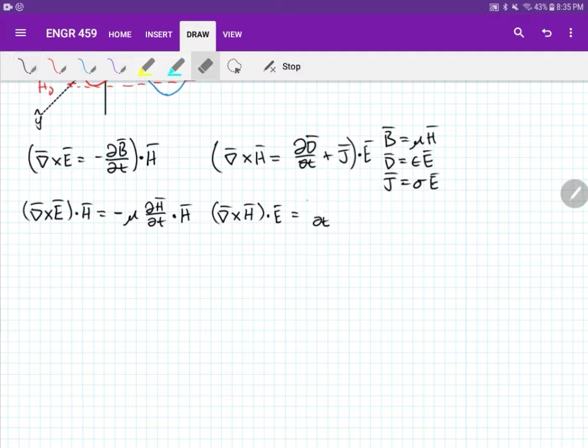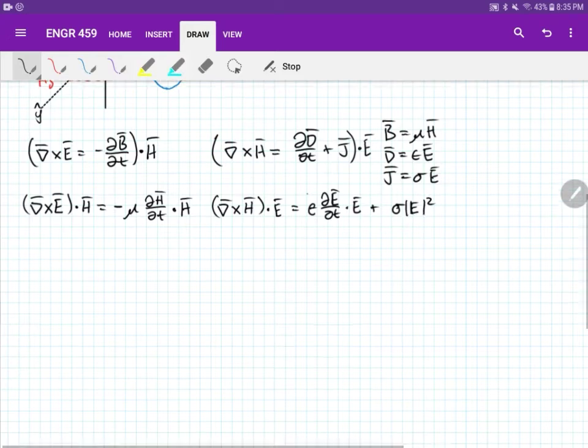Actually, we're going to sub in our simple media. So we're going to have epsilon times the time derivative of E dotted with E, plus sigma E squared, the magnitude.